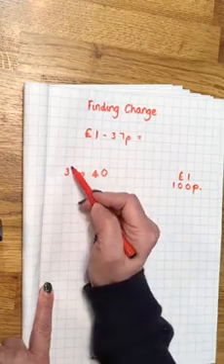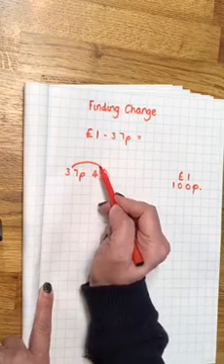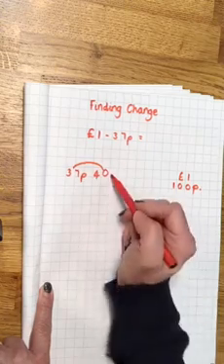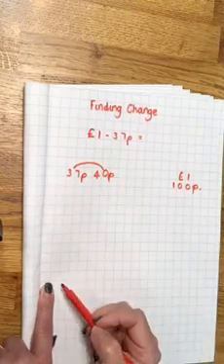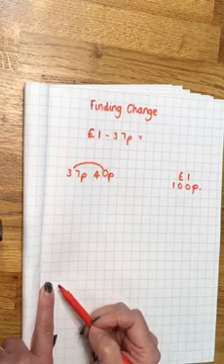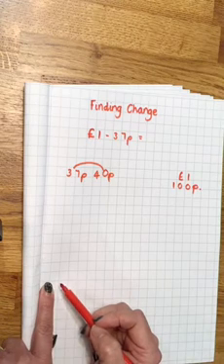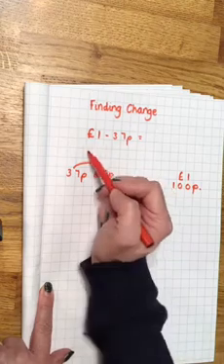So what do I need to jump up from 37 pence to 40 pence? Well, I know my number bonds, and I know that 7 add 3 makes 10. So 37 add 3 should make 40. So I'm going to add on 3p.